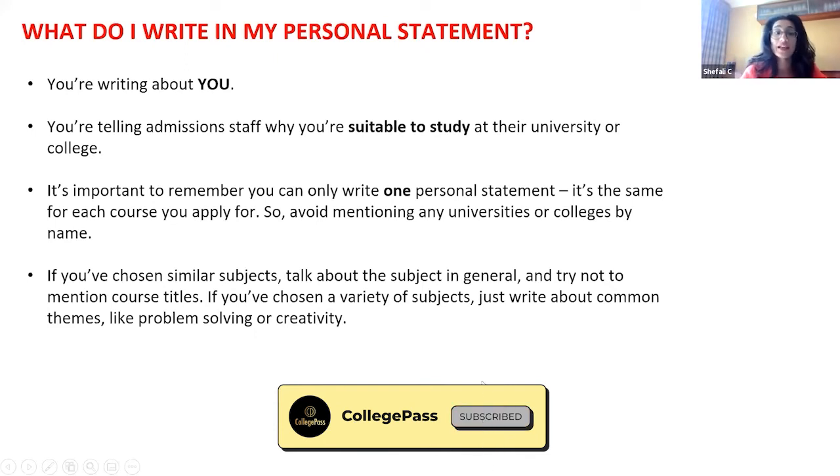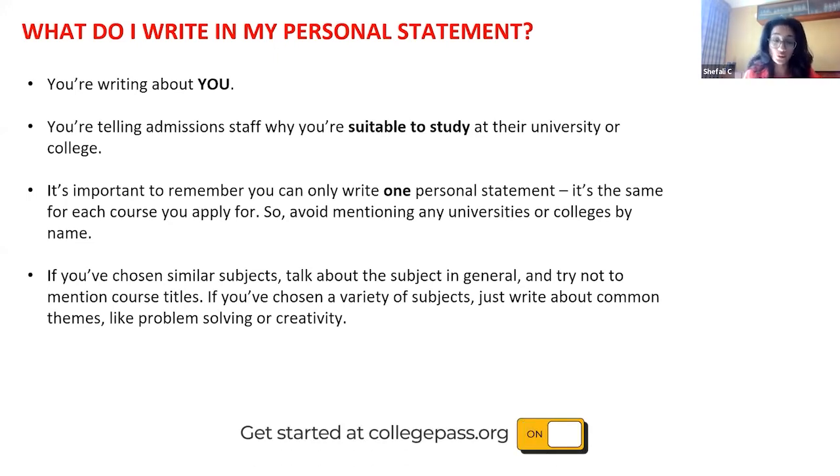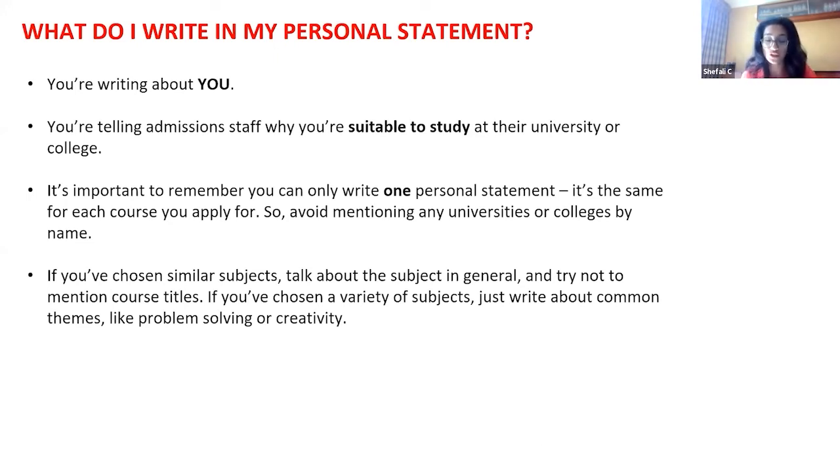And as it says, if you've chosen similar subjects, you are talking about the subject not too specifically, or you're giving specific examples, but you're not just saying economics or business. If you're going to talk about them specifically, make sure you have a balanced personal statement. Basically, make sure you've got a balanced one. That's what I did when I was talking about Spanish and Italian and linguistics. I was trying to balance it a little bit. So it can be tricky.